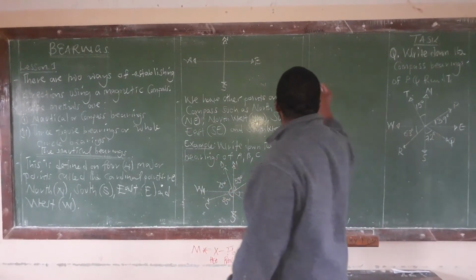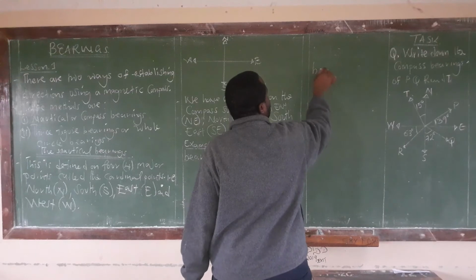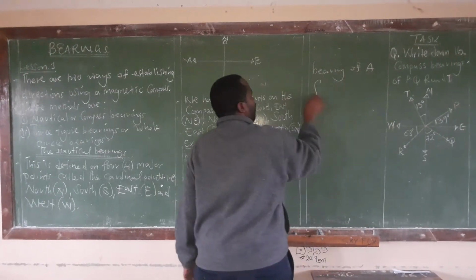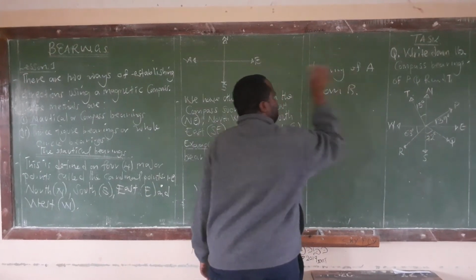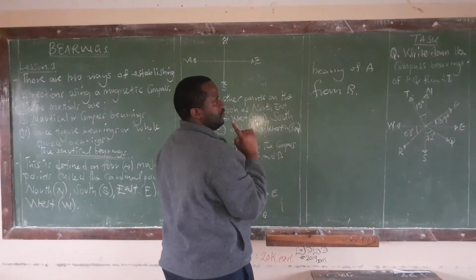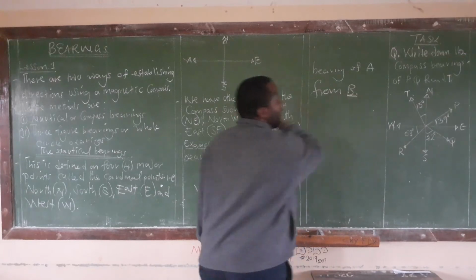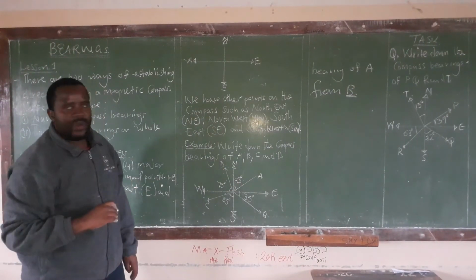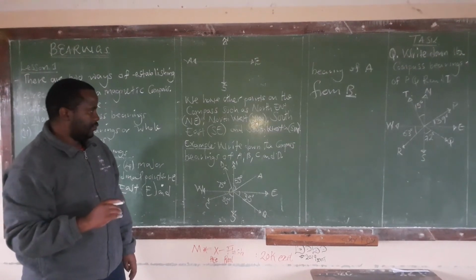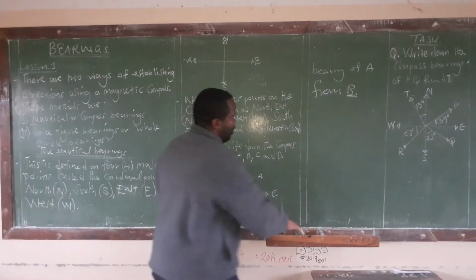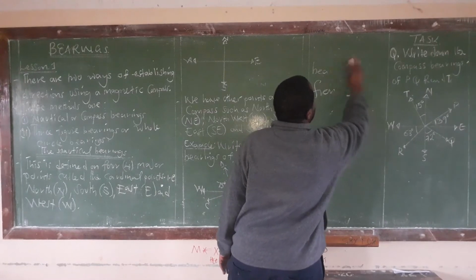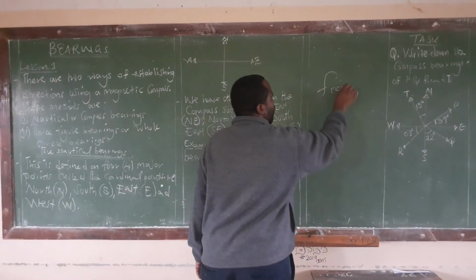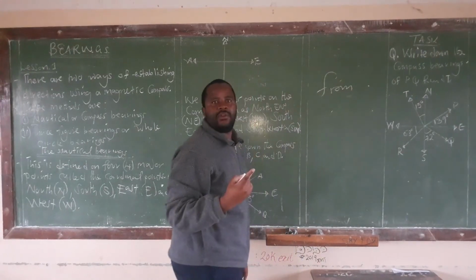So, for example, if you are dealing with the bearing of A from B, your reference point is point what? B. Alright? Okay, please let's take note of that. The reference point is the last point to be given, the one after "from". So that's where you start from.